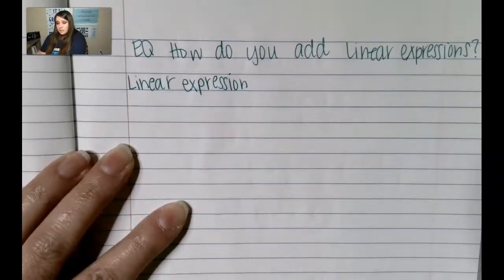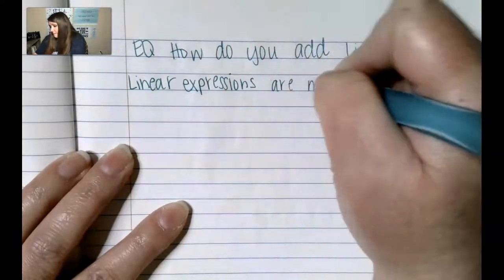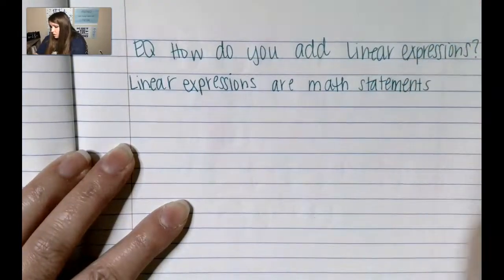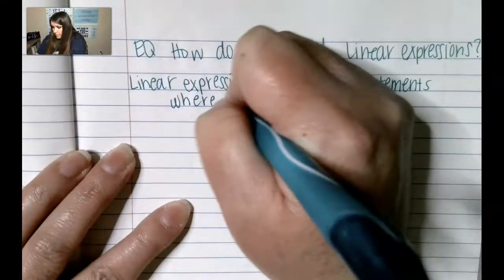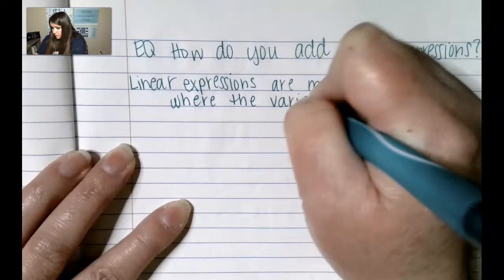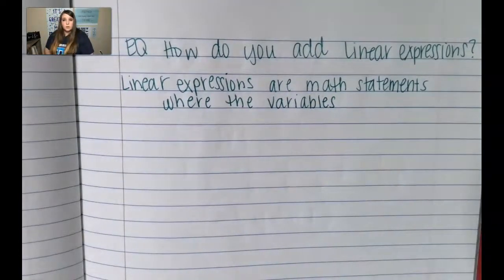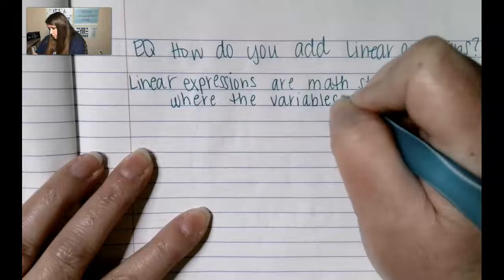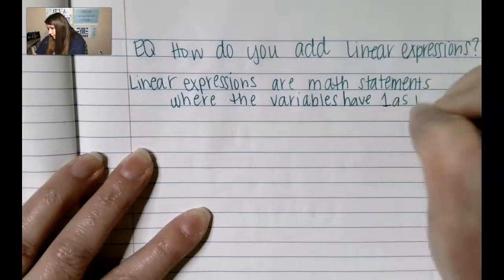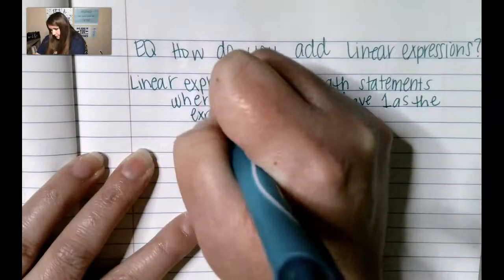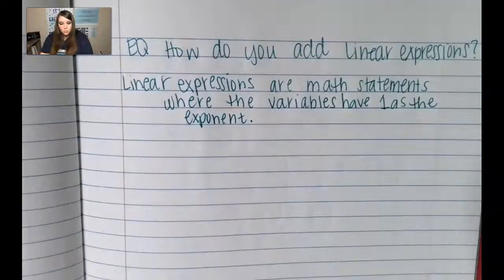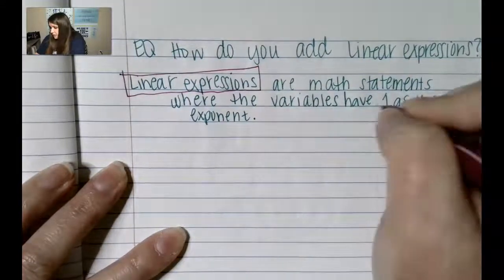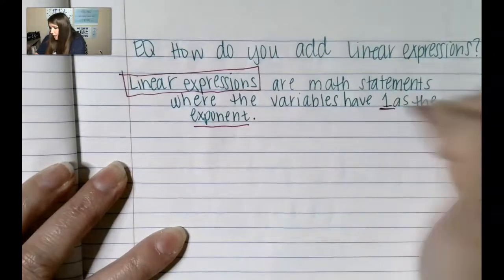So linear expressions are math statements where the variables are only to the power of 1. So where the variables have 1 as the exponent. Okay, so we have variable expressions or linear expressions. In all linear expressions, the exponent is 1.